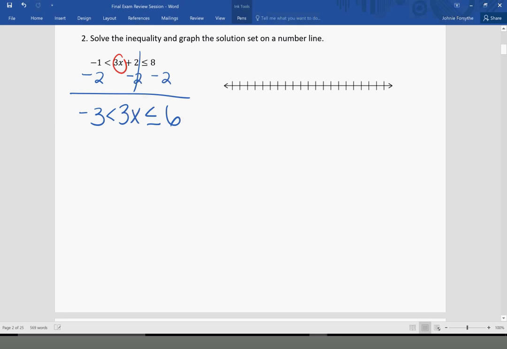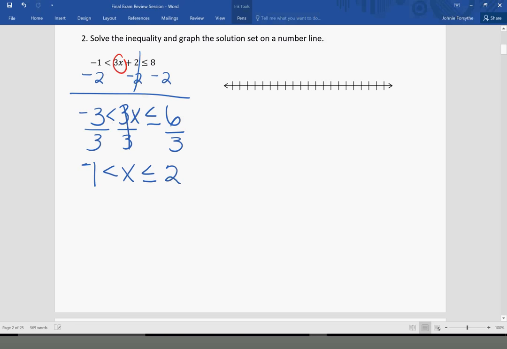All right, so now, again, to solve for x, I'm going to divide by 3 everywhere. So on the left, negative 3 divided by 3 is negative 1, is less than 3x over 3. The 3's cancel out, and I just have x is less than or equal to 6 divided by 3 is 2. Now here's the spot that people get confused.